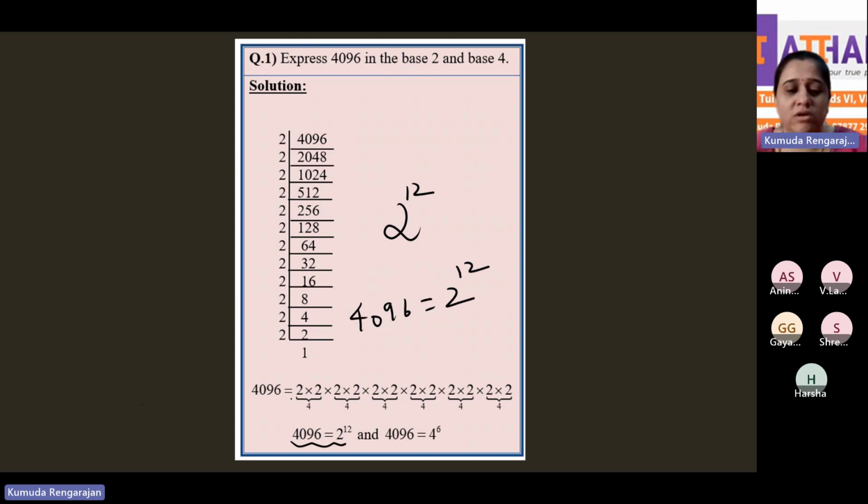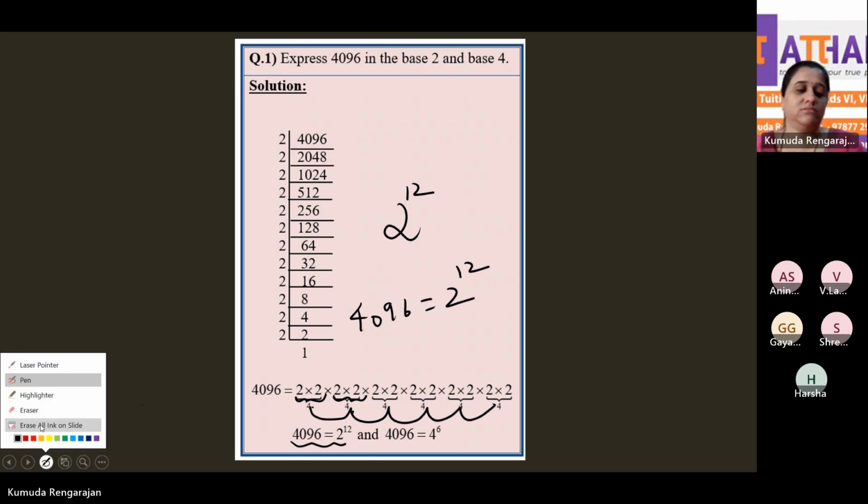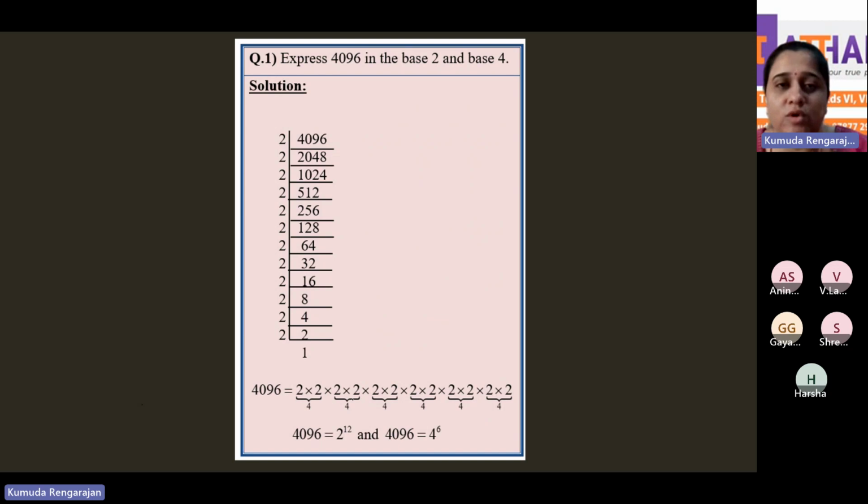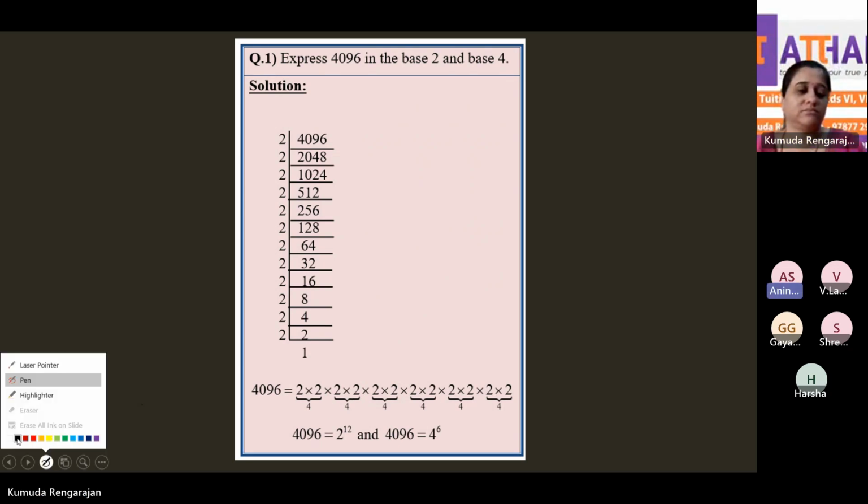In base 4, you can see here 2 2's make a 4. So how many 4's? 2, 3, 4, 5, 6 4's. So it's 4 into 4 into 4, 6 times. So 4 to the power 6. Actually, I wrote it, but I didn't see, and then I told that I didn't get it. Okay.